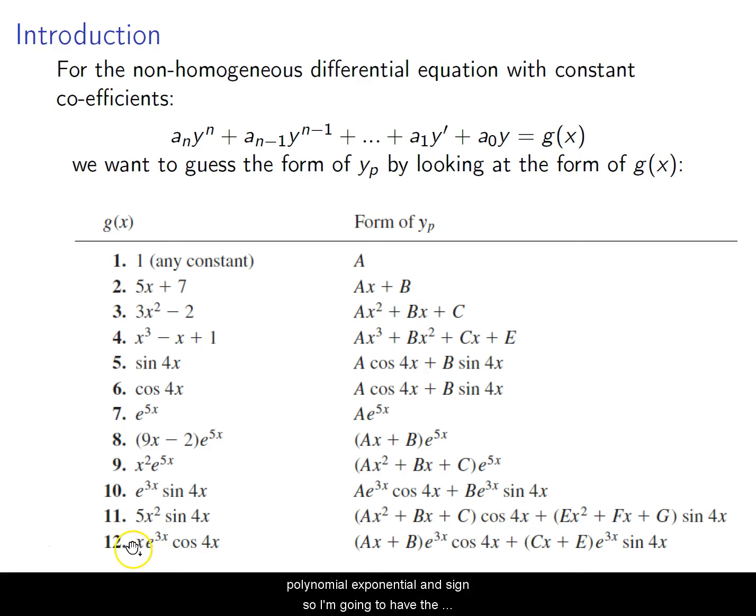Same thing here. Polynomial, exponential, and sine. So I'm going to have the general form of this polynomial times this exponential times cosine, and I'll also have the same thing times sine, right? So that's the way that it works. So if I see forms like this, I'm putting the combination of the polynomial form, the exponential form, and the sine cosine pair all together. Okay, so it's really about remembering those three things, right?